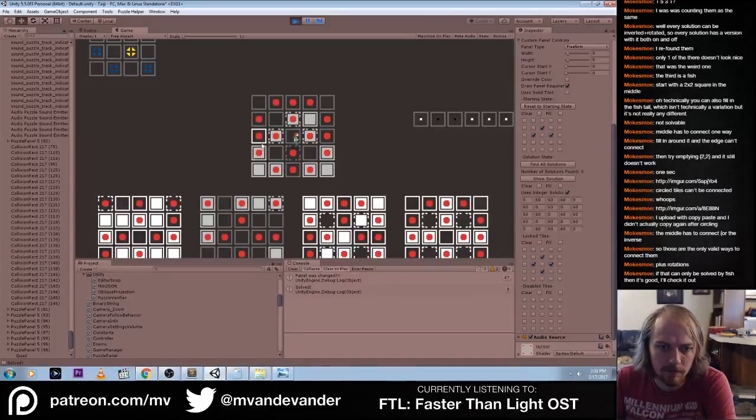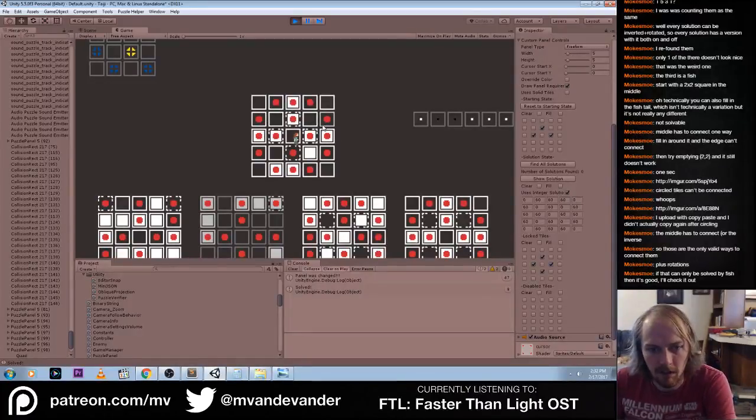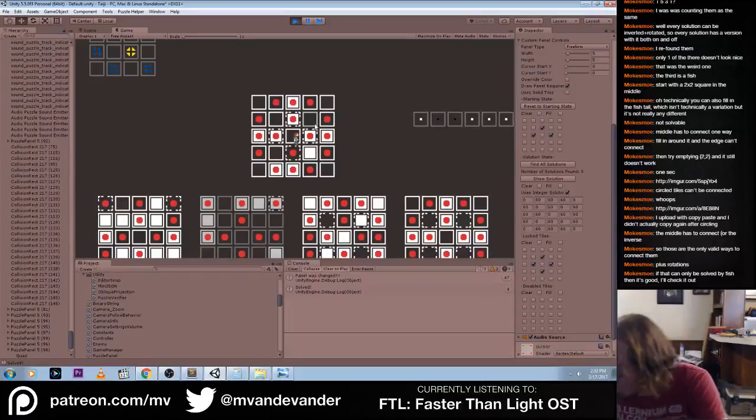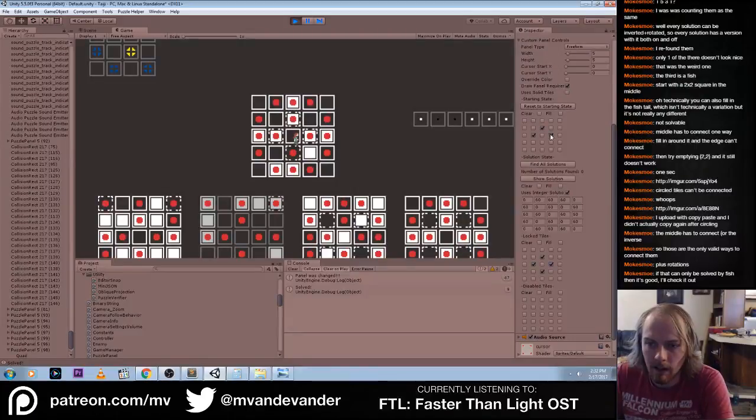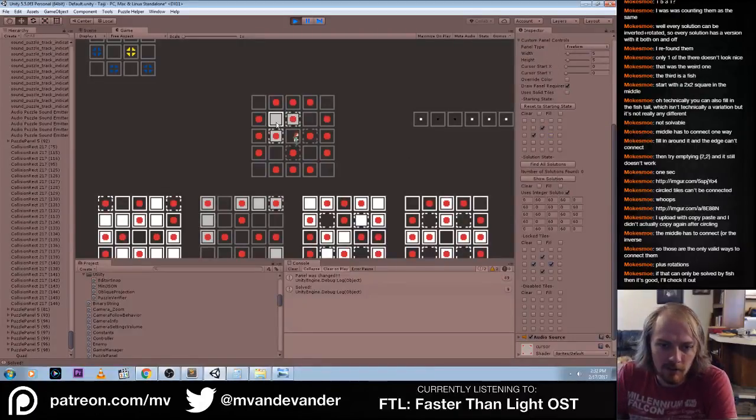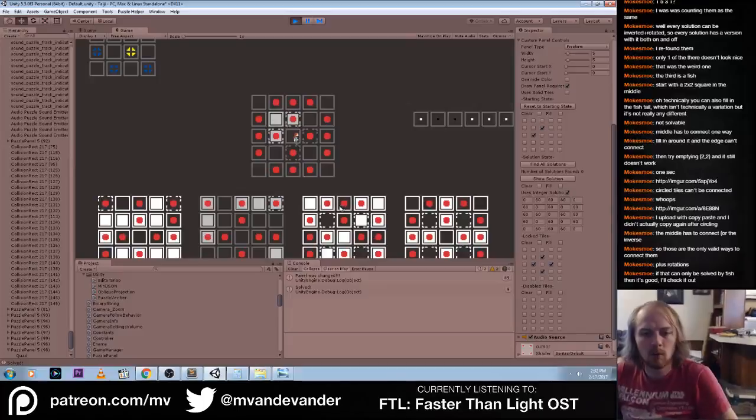Not that way, though. Not that way, though. It's kind of an ugly, weird solution. Oh, the diagonal can only be solved by fish. It's cool, yeah, if it can only be solved by the fish. I don't know that it can only be solved by the fish, though.